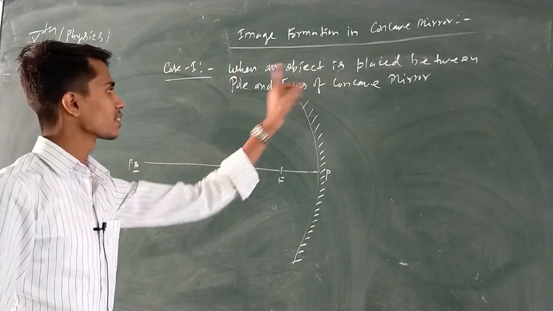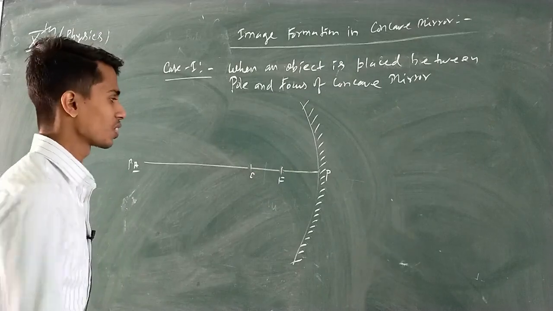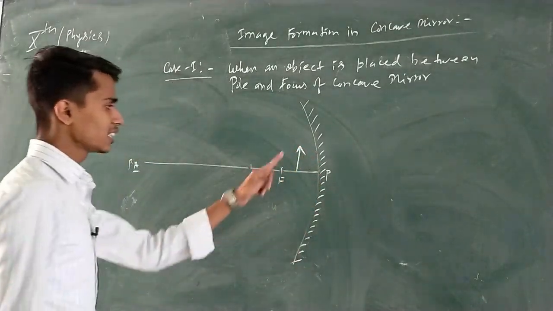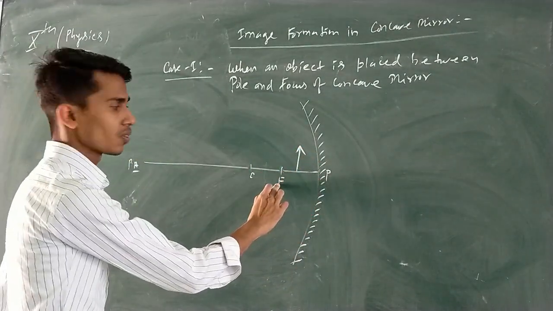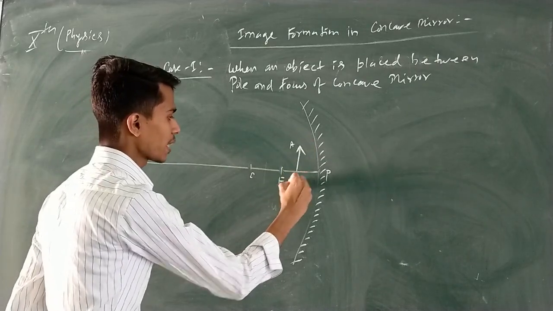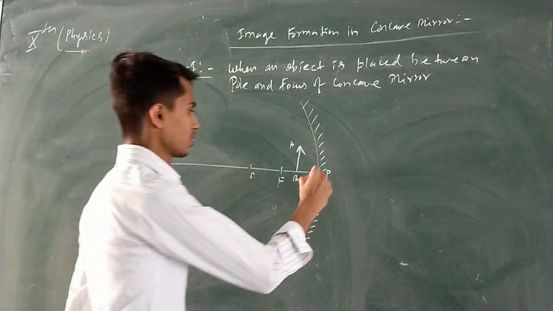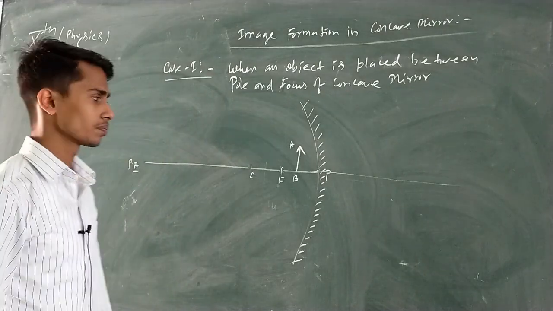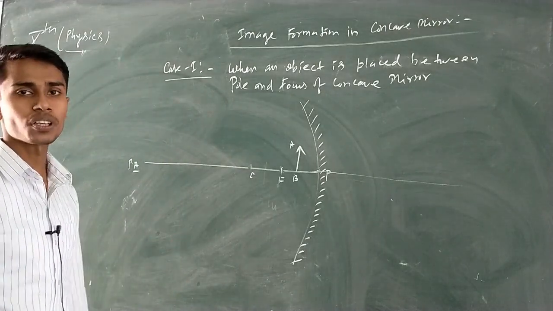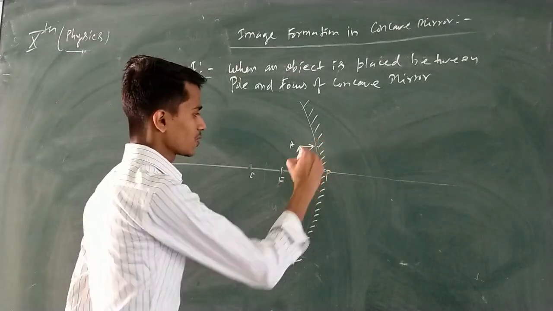Now listen, this is the principal axis. What is the position of the object? The object is between pole and focus. Let this be the object. The object having been placed between pole and focus, let A be the top position of the object and B be the bottom position of the object. Yes or not? Now listen carefully. Rule number 1. What is rule 1 of image formation in a concave mirror? A ray of light parallel to the principal axis.